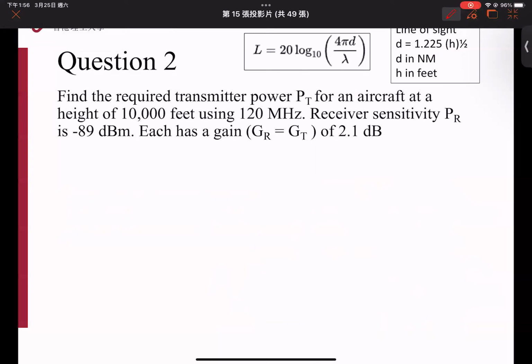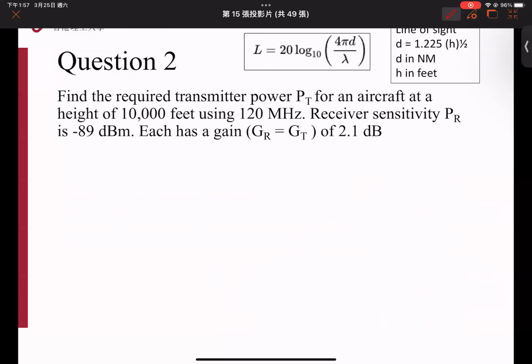For example, if I'm speaking my voice in here, there's no way that you can listen to my voice in the entrance of our PolyU, right? It's too far away. So the power is not enough to go through to there. So we need to ensure that.